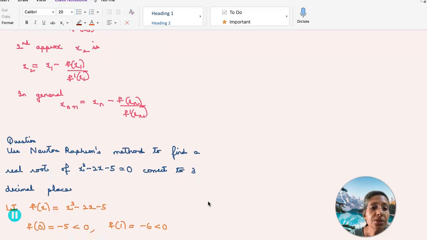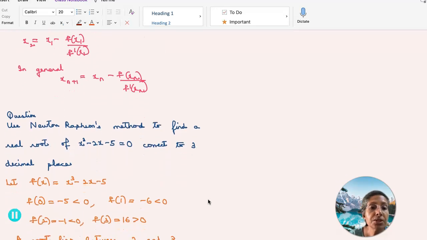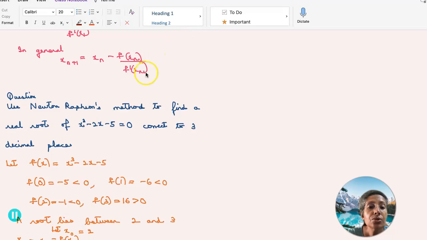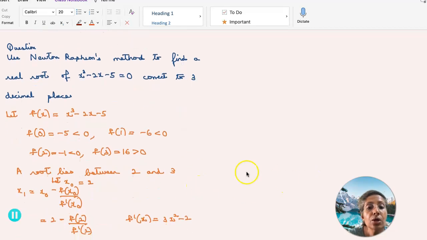So coming to problems, we'll solve a couple of problems. This is an algebraic problem first. Use Newton Raphson's method to find the real root of x cubed minus 2x minus 5 equal to 0, correct to 3 decimal places. So we start with, let f(x) equal to x cubed minus 2x minus 5. F of 0 is minus 5, which is less than 0. F of 1 is minus 6, which is less than 0. F of 2 is again less than 0, but f of 3 is greater than 0. So we say that a root lies between 2 and 3.